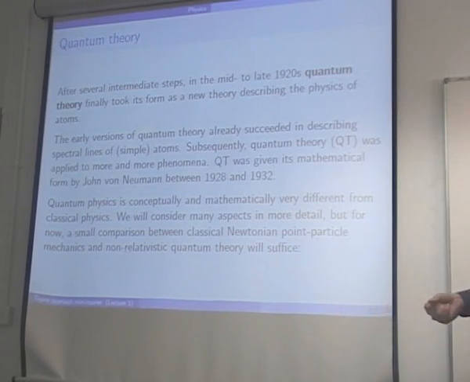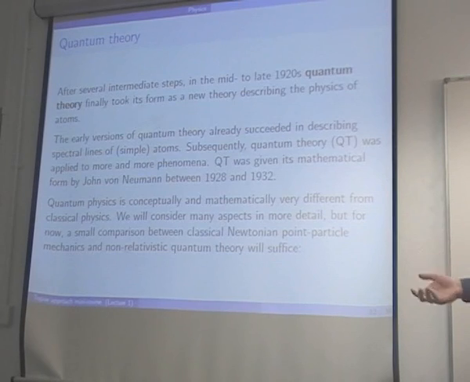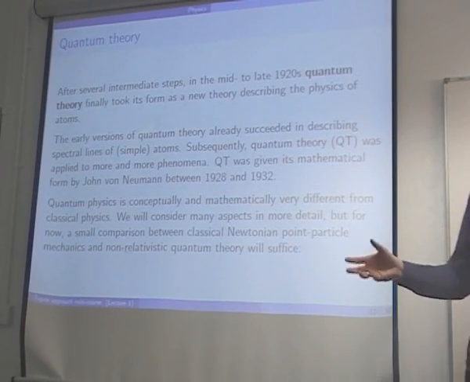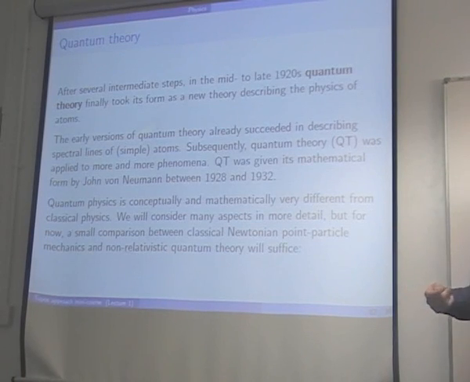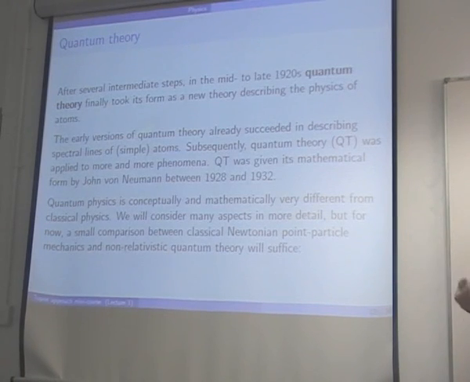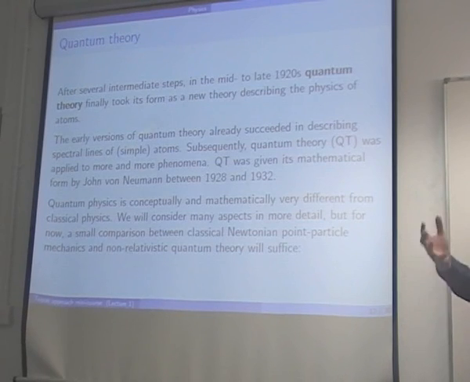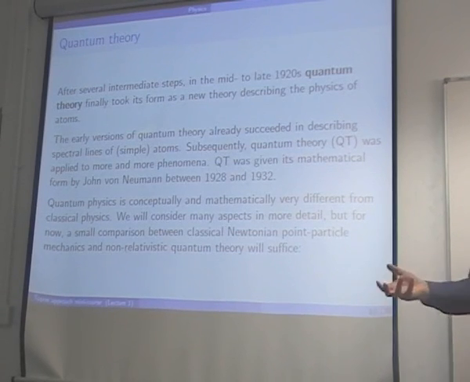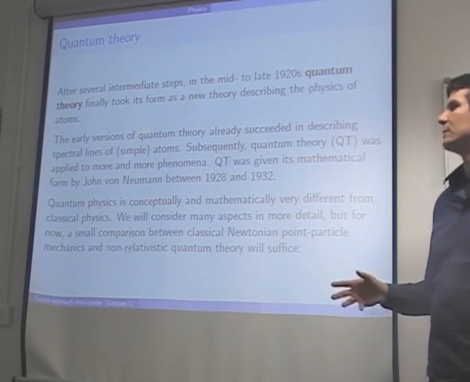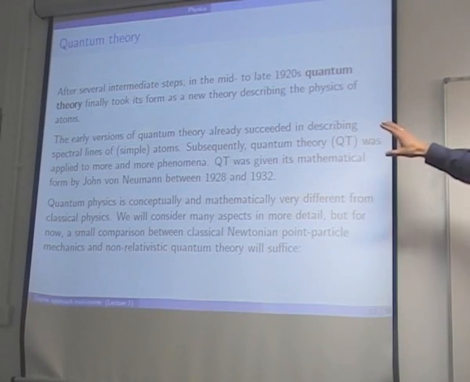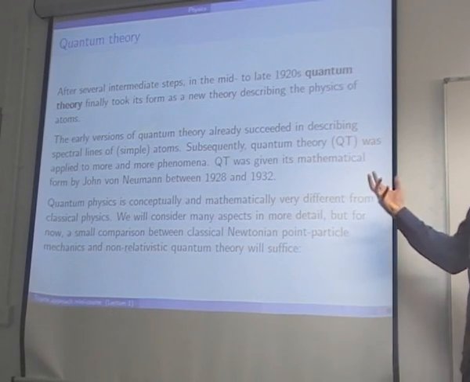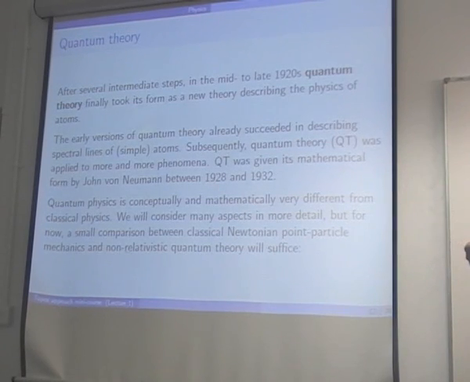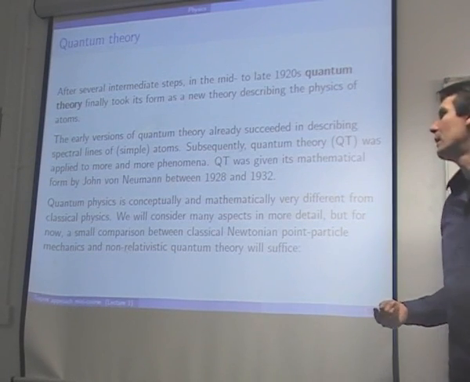So the early versions of quantum theory already succeeded in describing spectral lines of simple atoms. So think about hydrogen. If your atom gets more complicated, which just means the nucleus is heavier, then it becomes harder to do this. But at least for hydrogen, this could be explained very well by the new theory. And it became clear that quantum theory can be applied to many more phenomena than just atoms. So there was something deep going on here.